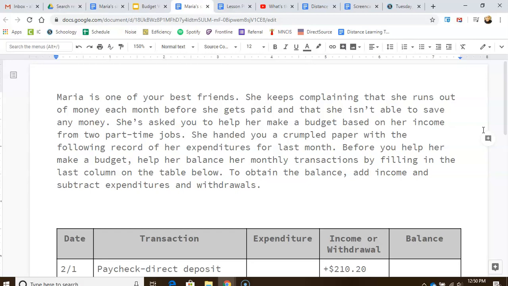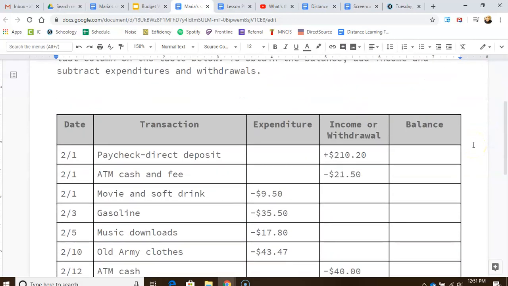Expenditures are things that she spent her money on for last month. Before you help her make a budget, help her balance her monthly transactions by filling in the last column on the table below. To obtain the balance, add income and subtract expenditures and withdrawals. Okay, so this is going to be your assignment. I'll show you how to start.